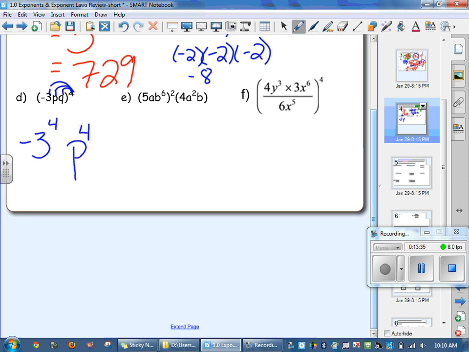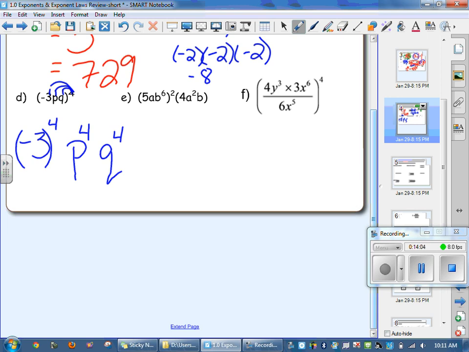Now, since this 3 is negative in brackets, I need to keep the 3 as in brackets negative. How come? Because if I write 4 sets of this, that's going to give me 4 negative signs. 4 negative signs means I will have a positive answer. In order for me to get a positive answer here, I need to keep the brackets. If I don't keep the brackets, I have a floater negative, which will make my answer here a negative. And my answer is not a negative here, it is a positive.